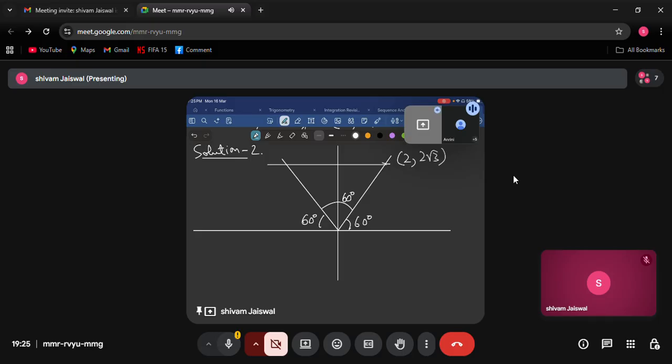So what is this length? Let us call this mod z. Mod z is equal to root over 2 square plus 2 root 3 whole square. 2 root 3 whole square is 4 3s are 12, plus 4 is 16. So it is 4. Therefore, area is equal to root 3 by 4 a square. Done. Which is 4 root 3.